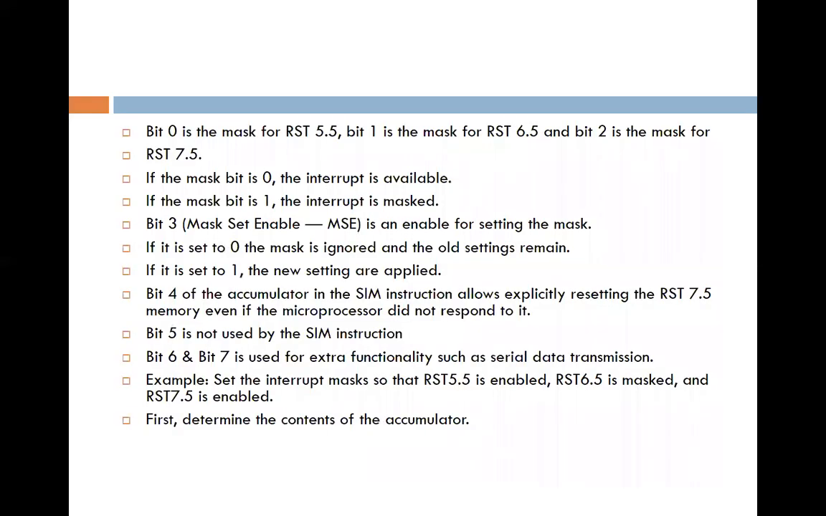Bit 0 is the mask for RST 5.5. Bit 1 is the mask for RST 6.5. Bit 2 is the mask for RST 7.5. If the mask bit is 0, then the interrupt is available. If the mask bit is 1, then the interrupt is masked.